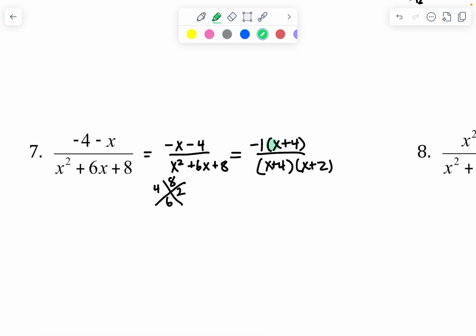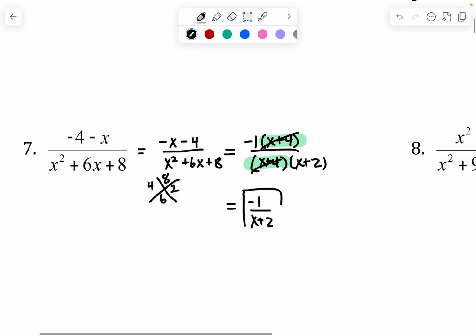And so we have an x plus 4 on top and bottom. And so don't lose your negative. And then we have an x plus 2 on bottom. A lot of people lose their negatives.